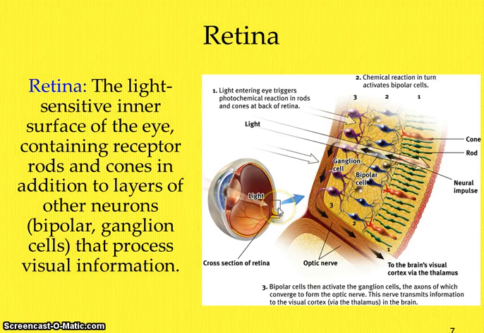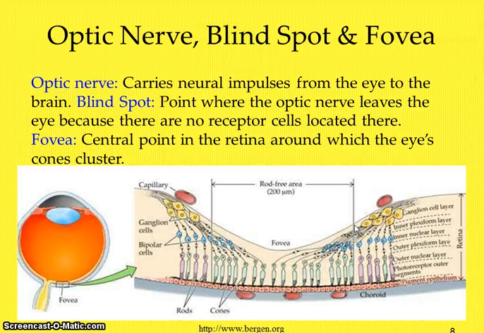Light essentially breaks the outer surface and then buries into these receptor cells, activating the rods and cones. The information leaves the ganglion cells and goes to the optic nerve. And where the optic nerve leaves the eye and goes to the brain, you have this blind spot. Essentially, there are no receptor cells located in the blind spot.